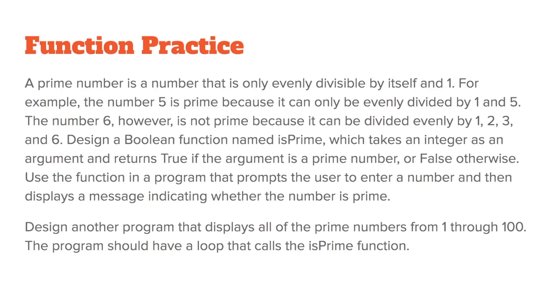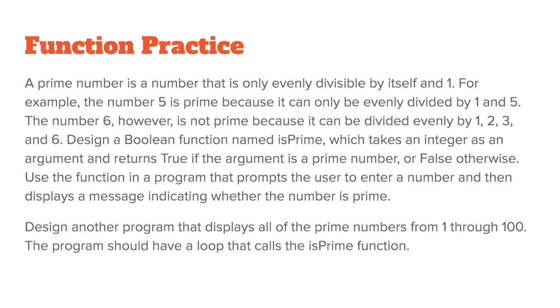Let's say we want to come up with a function that can identify if a number passed to it is prime or not. Now, if you're not sure, a prime number is a number that is only divisible by 1 and itself. So we cannot divide it by any other number except for 1 and itself. So for instance, 5 is a prime number. We can't divide 5 by anything other than 1 and 5 evenly.